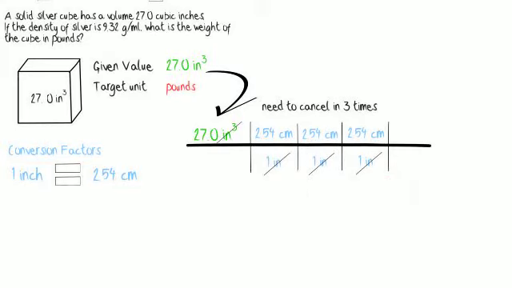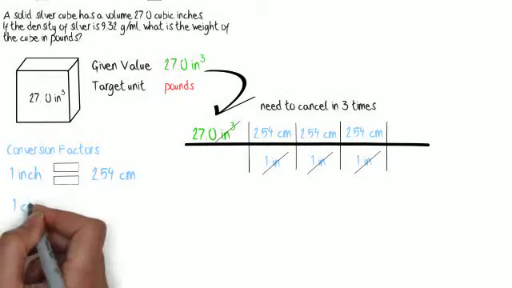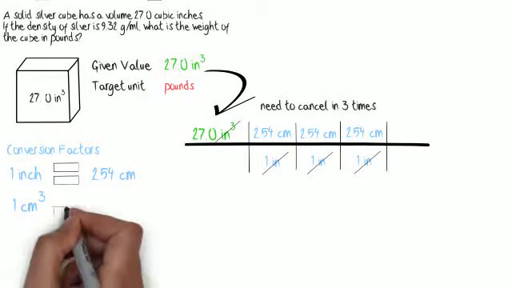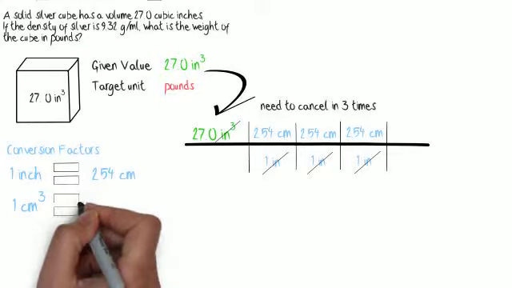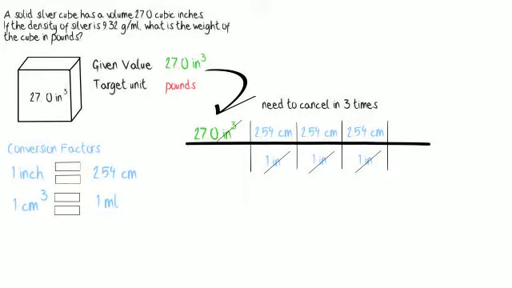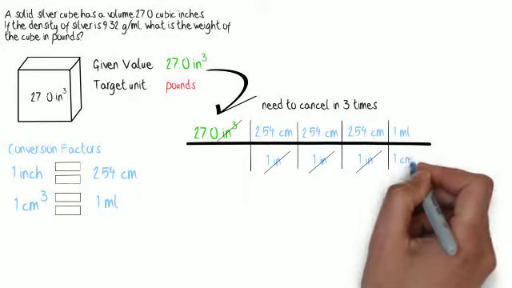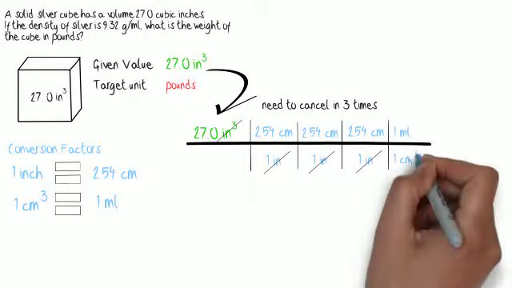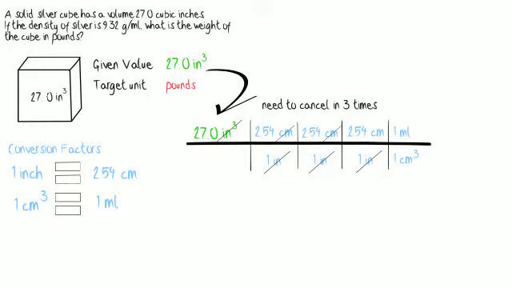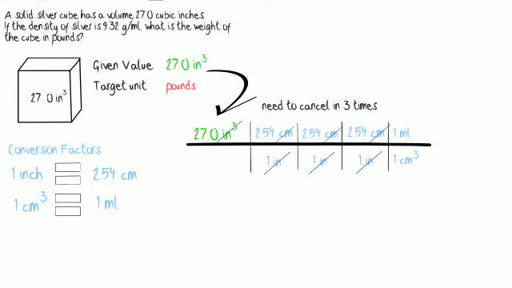So now we're in centimeters cubed, because centimeters times centimeters times centimeters is centimeters cubed. 1 centimeter cubed is 1 milliliter. A cubic centimeter is a milliliter. So we're going to use that as a conversion factor, 1 milliliter over 1 centimeter cubed. The centimeters will cancel out with the centimeter cube, and that puts us into milliliters.